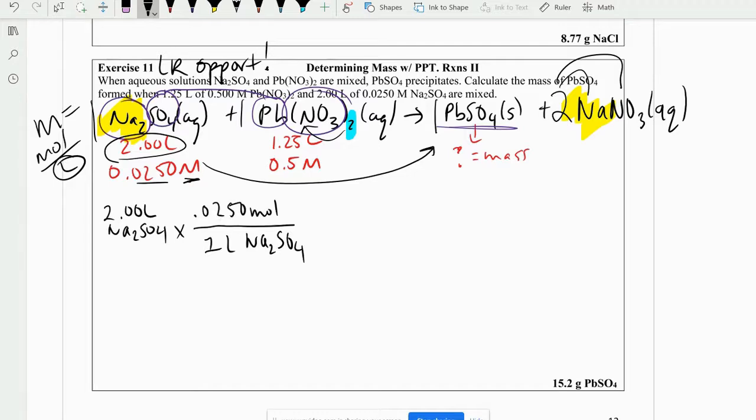0.0250 moles of sodium sulfate. Yep, that's where I put molarity. Liters cancel. I'm in moles. I need to go to grams of the product, so I definitely am not done yet.